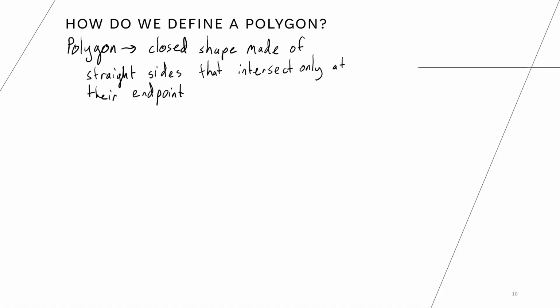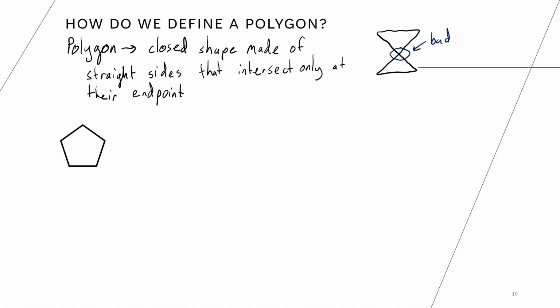So let me show you a quick example of a polygon. We have the classic pentagon. Now, a non-example, something that's not a polygon, is something like this, where we kind of have a crossing right here. So we want a polygon to only intersect at endpoints.